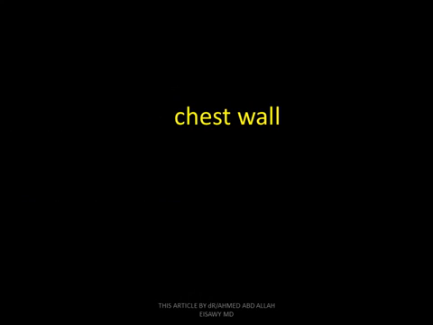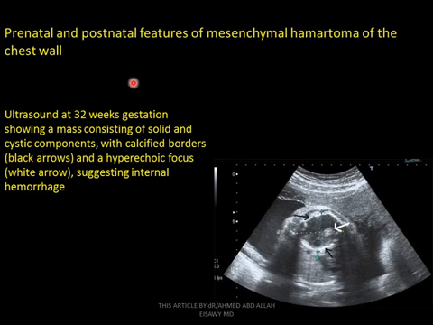Chest wall. Perinatal and postnatal features of mesenchymal hamartoma of the chest wall. Lesions that arise from the chest wall at 32 weeks show a mass consisting of solid and cystic components with a calcified border, black arrow, and a hyperechoic focus suggesting internal hemorrhage. This is mesenchymal hamartoma of the chest wall.